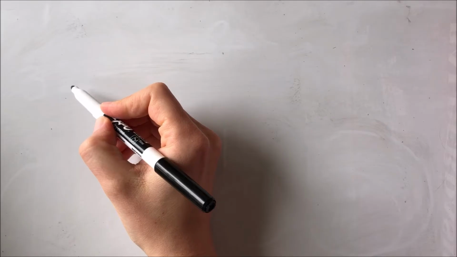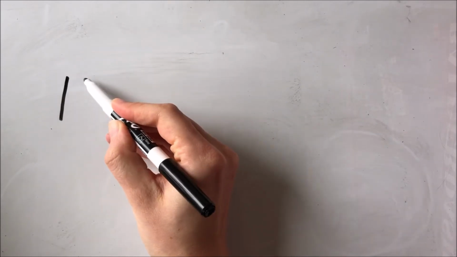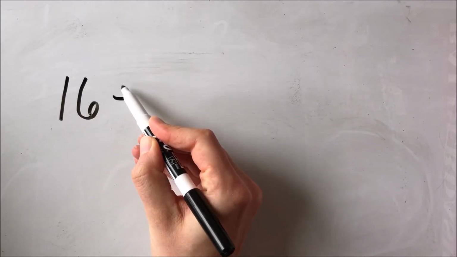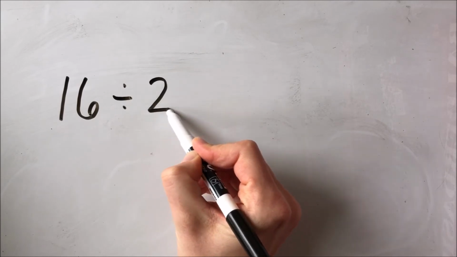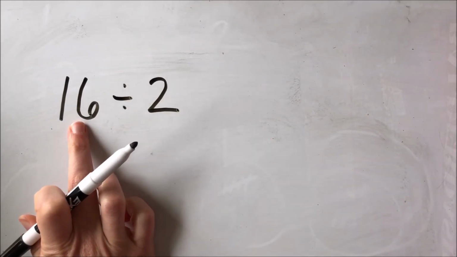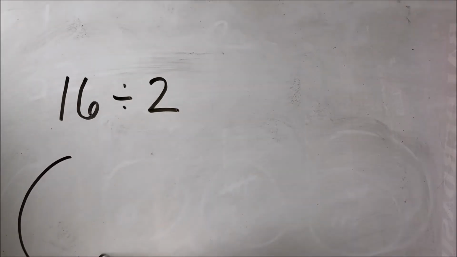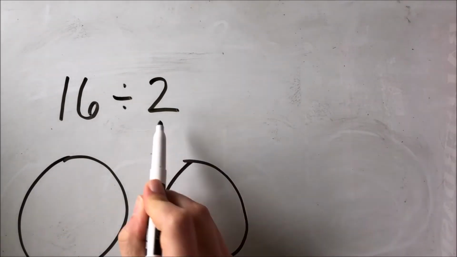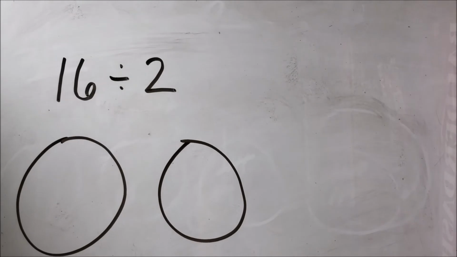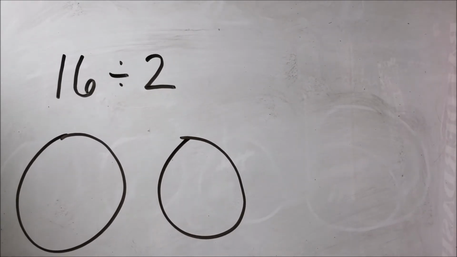I'm going to do this one more time because I know division can be a little bit tricky. So I'm going to do 16 divided by 2. I'm going to have 16 tallies, and I'm going to divide it into 2 groups. So I'm going to make 2 large circles because that's what this 2 means. It means I have 2 groups, and I'm going to divide 16 among it.